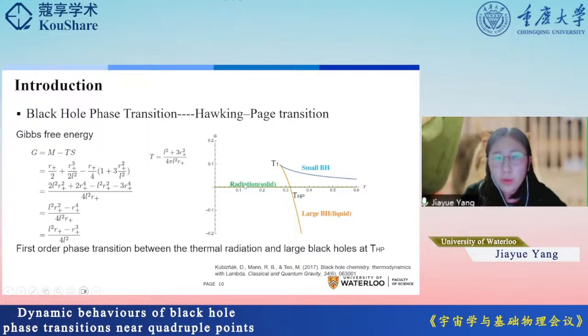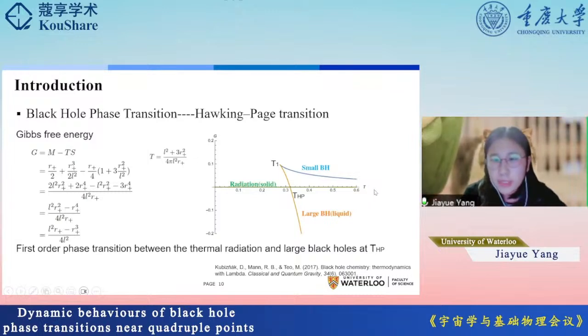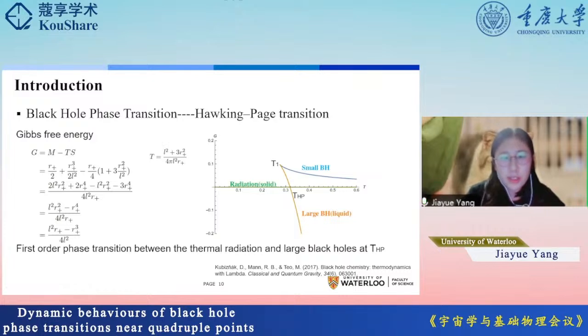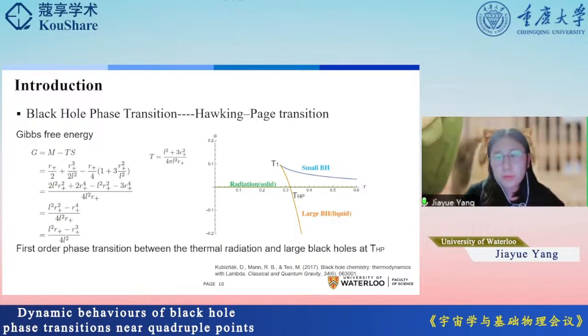So in this diagram, the vertical axis is the Gibbs free energy and the horizontal axis is the temperature. And as we can see, there are 3 lines. The 3 lines are the Gibbs free energy corresponding to 3 different horizon radii. And we use the horizon radius to characterize the size of the black hole. So the large black hole has the biggest horizon radius, and the small black hole has a small horizon radius.